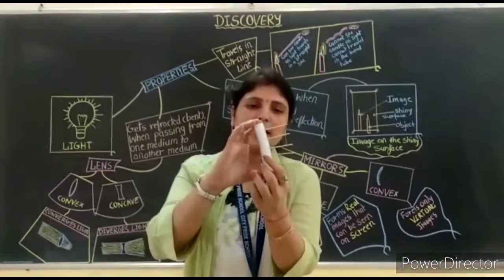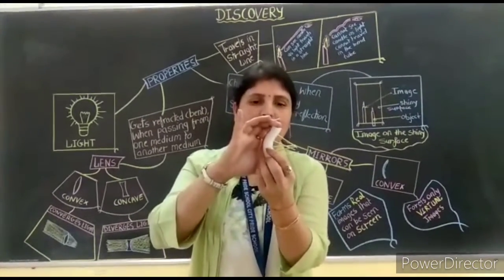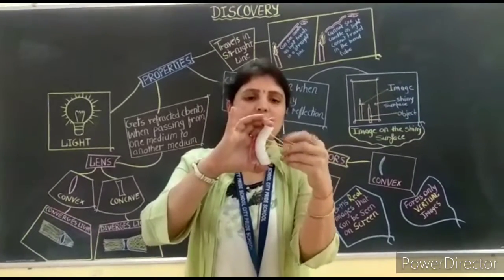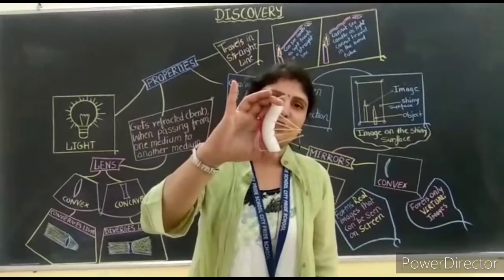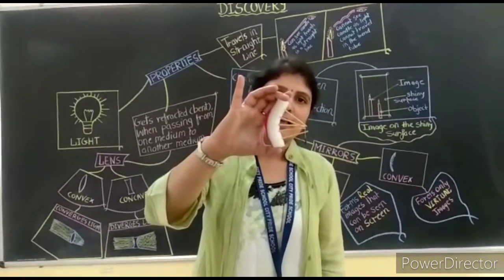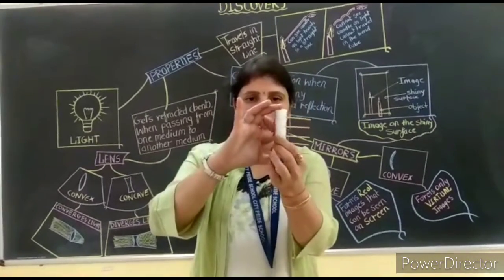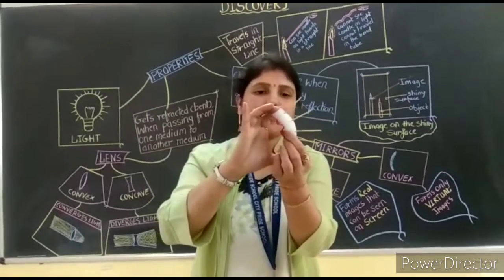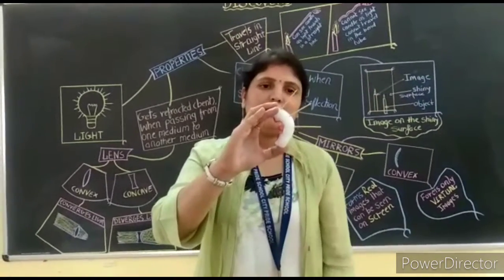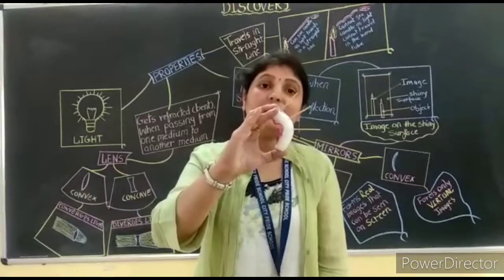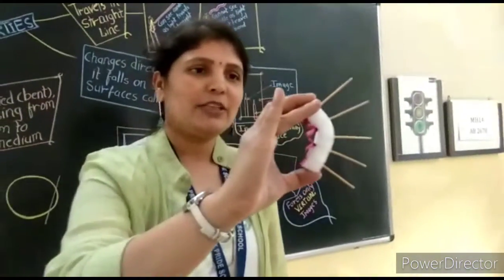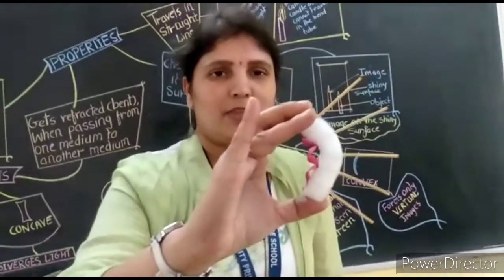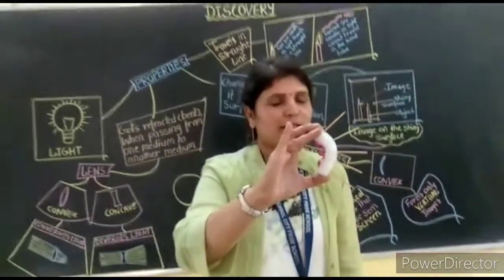Now, let us see the concave mirror. When it is a concave mirror, the rays of light will converge. You can see the convergence of light. Exactly opposite, when it is a convex mirror, the rays of light are diverging. We can see that very easily with the help of these toothpicks. You can surely try it at home to understand the concept.